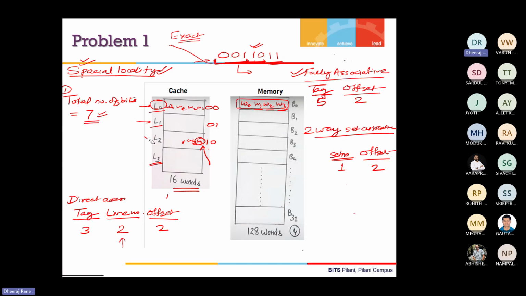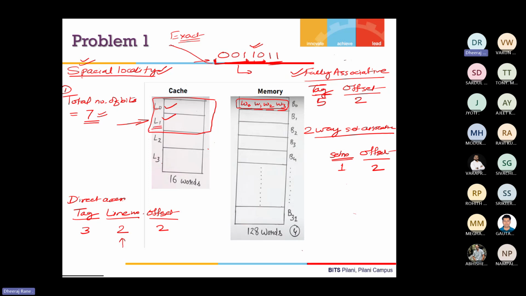I'll make it clear from here. Since this is an example of four lines, that may create confusion, but in subsequent numericals it will be clear to you. This will be a set, but we just have to bother about the options. I don't have to bother how many total sets there will be, because it is two-way set associative. I just have to find out whether the data is in line L0 or in line L1.